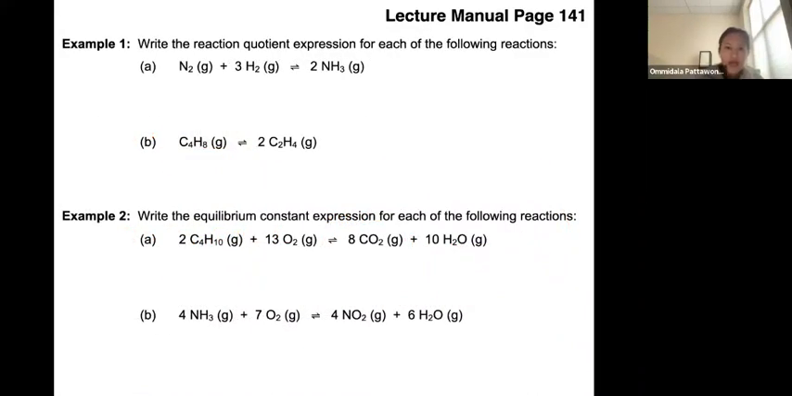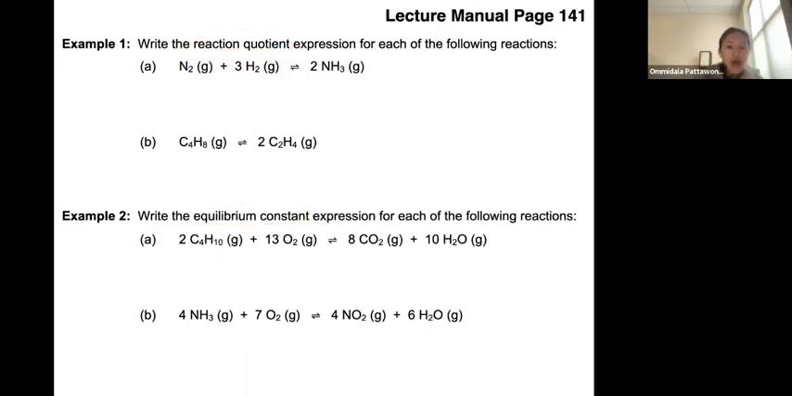Okay, so these are examples that you are going to be given on the exam as well, and you're also going to see them on the homework. You are going to be given an equation, and you are going to be asked to write the expression for either the reaction quotient or the equilibrium constant. So let's take a look at one.